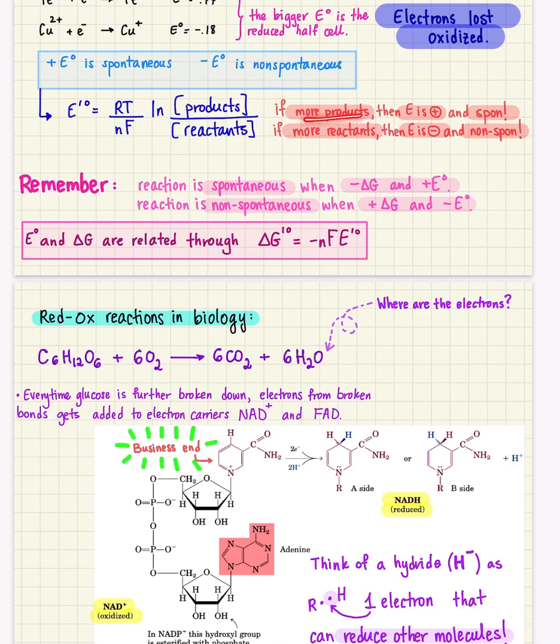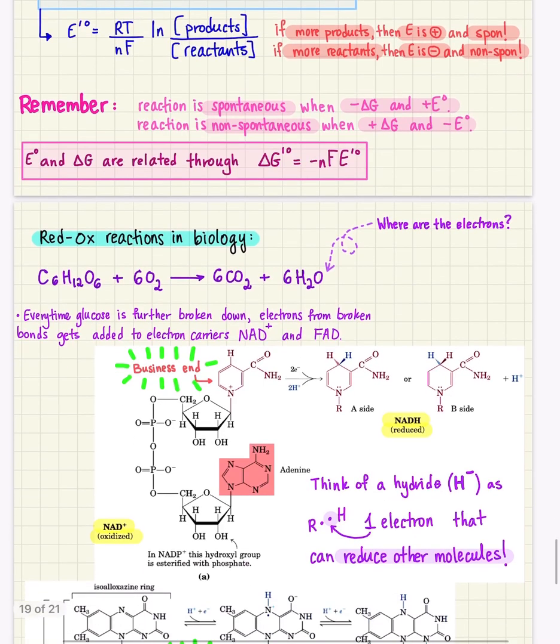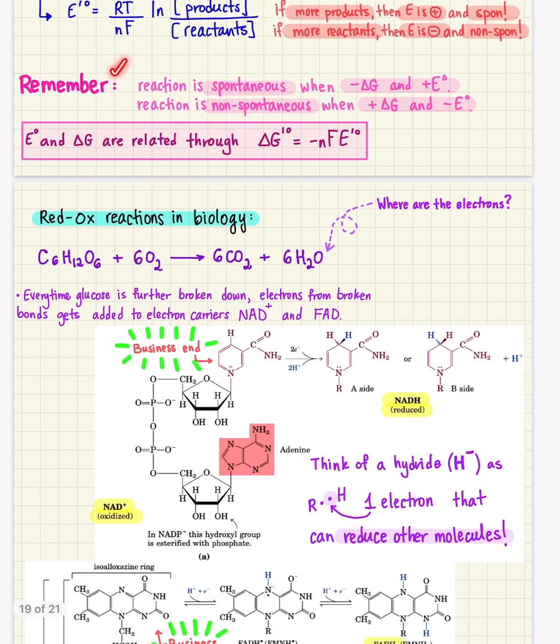If there are more products, then E is positive and the reaction is spontaneous. If there are more reactants, then E is negative and the reaction is non-spontaneous. A reminder for you, don't be confused and always remember that a spontaneous reaction has a negative delta G and a positive half-cell potential. And a non-spontaneous reaction has a positive delta G and a negative half-cell potential.